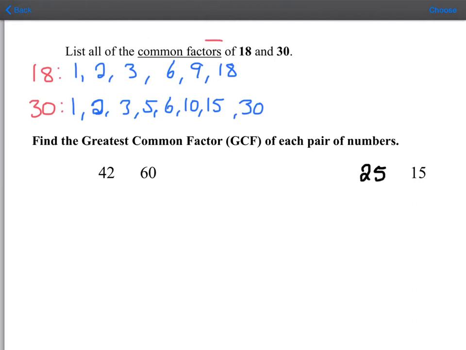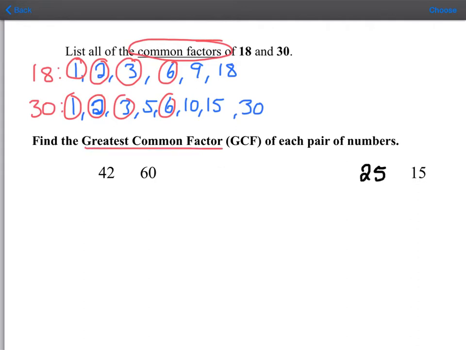Now, the problem asks me to find the common factors, meaning what factors do they both have? Well, they both have a 1, they both have a 2, they both have a 3, and they both have a 6. So they have 1, 2, 3, and 6 as common factors. Those are numbers that I could use to create an 18, and I could also use them to make a 30.